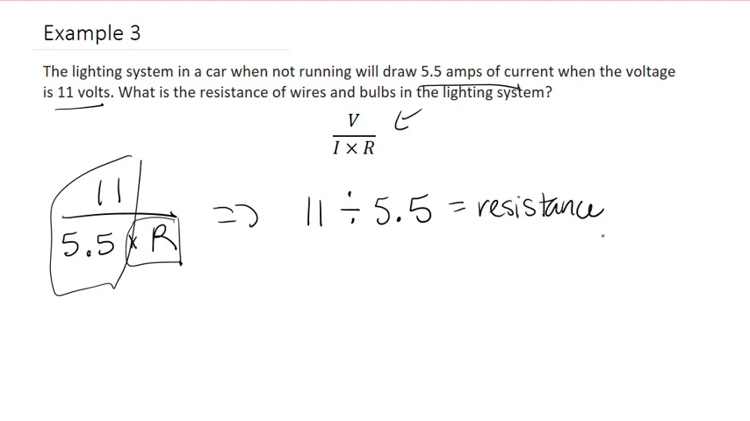So let's just do 5.5 times 2 and see where that ends up. So 5 times 2 is 10, carry the 1. 2 times 5 is 10, plus 1 is 11. We deal with our 1 decimal here, so we're going to place it right here. And that equals 11. So therefore, 11 divided by 5.5 is equal to 2. And this is measured in ohms as its resistance. And that would be our solution to this problem.